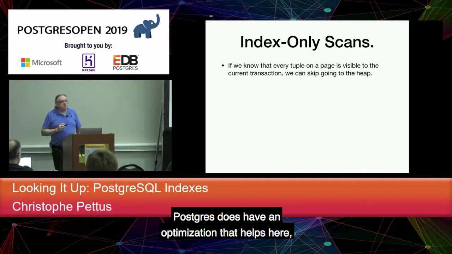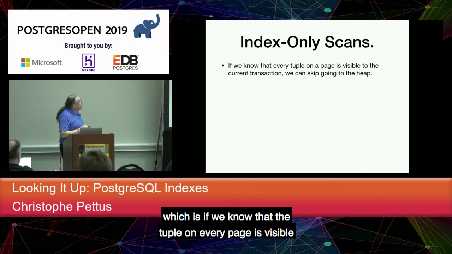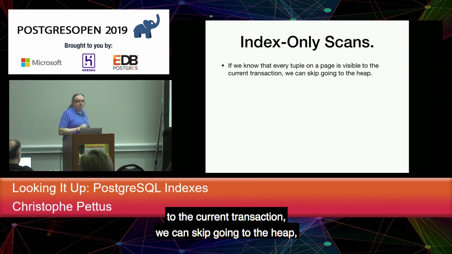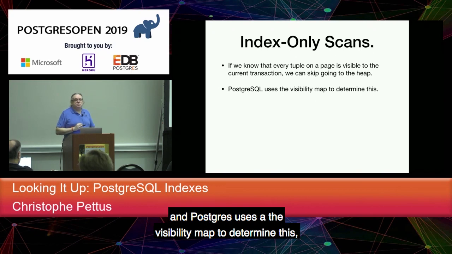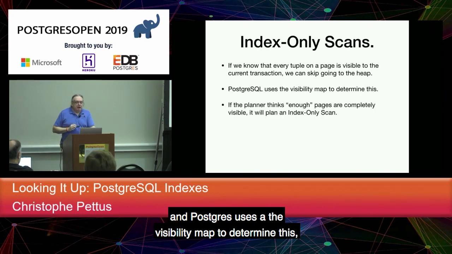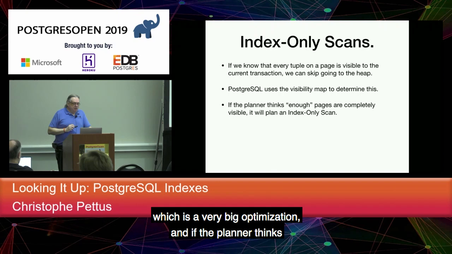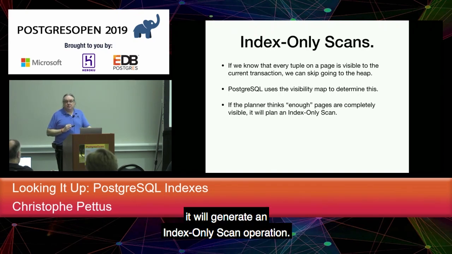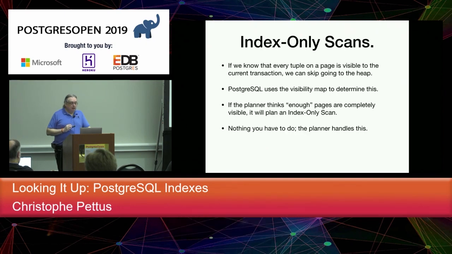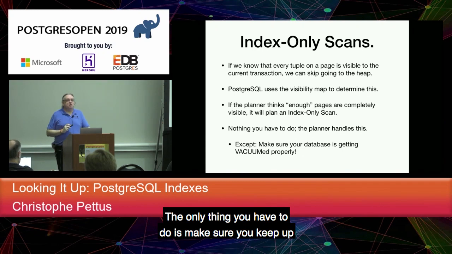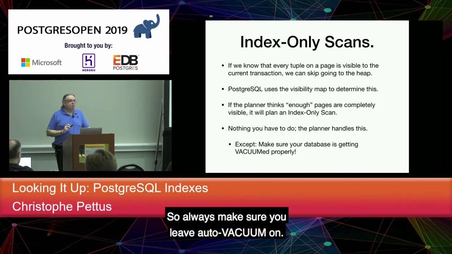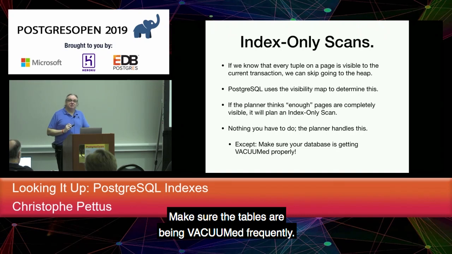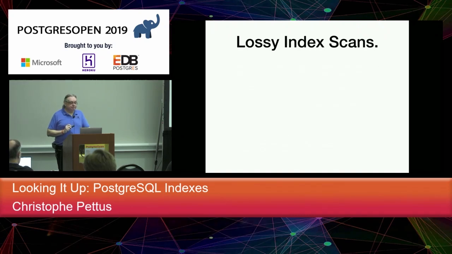Postgres does have an optimization that helps here, which is if we know that every tuple on a page is visible to the current transaction, we can skip going to the heap. Postgres uses the visibility map to determine this, which is a very big optimization. And if the planner thinks enough pages are completely visible, it'll generate an index-only scan operation. This is nothing you have to do. The planner just does this. The only thing you have to do is make sure you keep up on your vacuuming. So always make sure you leave autovacuum on, and make sure the tables are being vacuumed frequently.